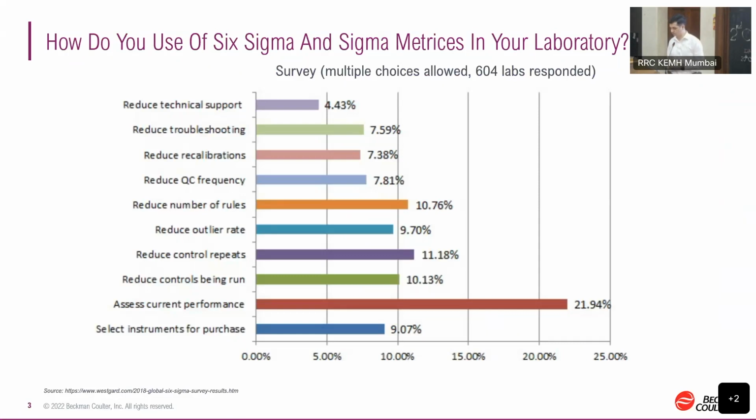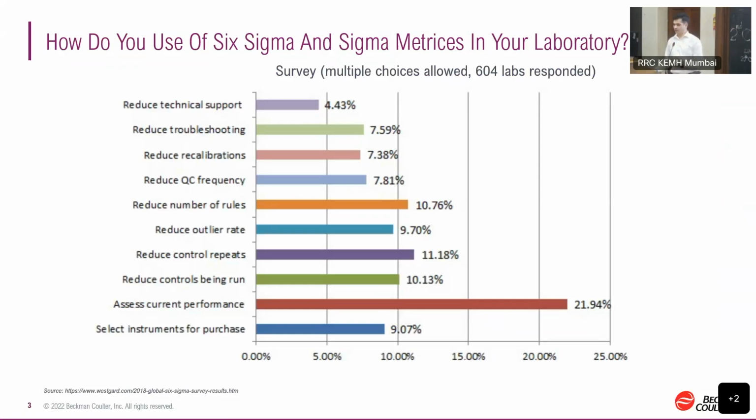reduce the number of QC rules, and reduce control repeats. And even at the bottom, you can see to select the instrument purchase decision, where they used Six Sigma to assess performance. And many others, like reducing troubleshooting, meaning the breakdowns, reducing technical support, reducing outliers, reducing control repeats, etc. So there are so many aspects for which laboratories would like to incorporate Six Sigma.